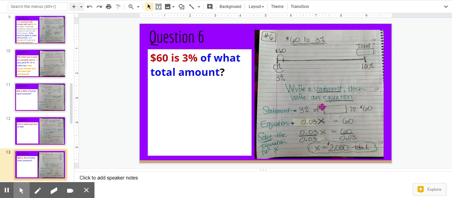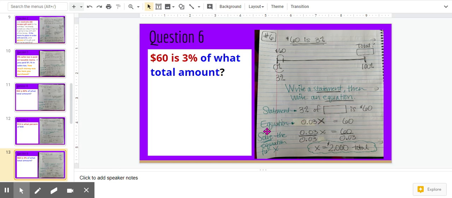Knowing what we know, we can write a statement, kind of like what was given here. I'm going to switch it around a little bit, but then we're going to write an equation. So I'm going to switch it to have the statement with the percent at the beginning. 3% of, I don't know what, is $60. So I know 3% is $60, but it's 3% of what? That's what we're going to try and find.